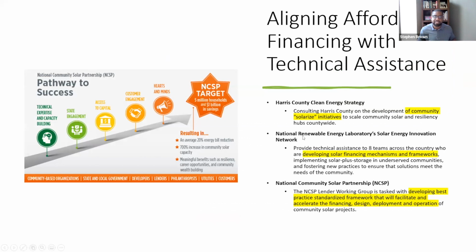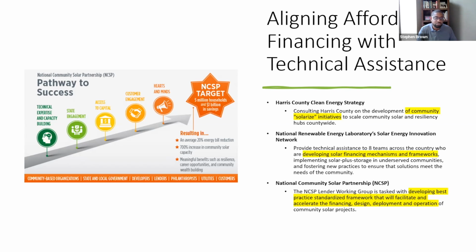As well, we have the benefit of being a part of a number of different coalitions, teams and stakeholder groups, and some key learnings that we are a member of at this point, specifically as it relates to community solar, which is what we're going to talk about for the rest of this talk.